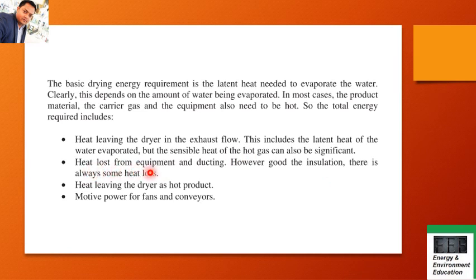Heat loss from the equipment and ducting is also there. So heat loss is also going on from the equipment as well as the ducting part. However good the insulation, there is always some heat loss. Heat leaving the dryer as hot product is also a part of the heat loss going on. Motive power for fans if used, and conveyors if used.